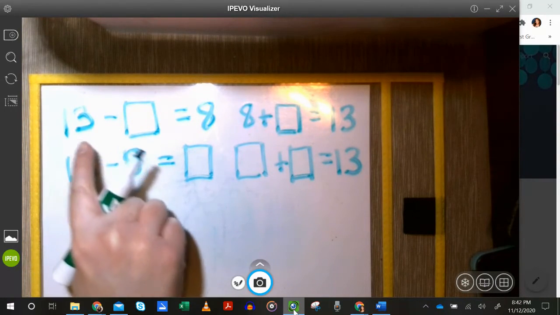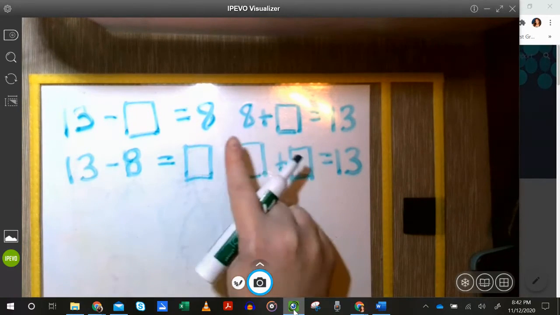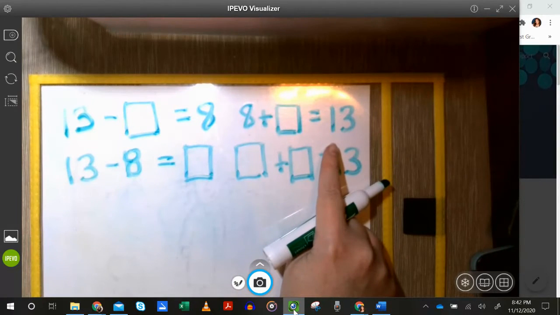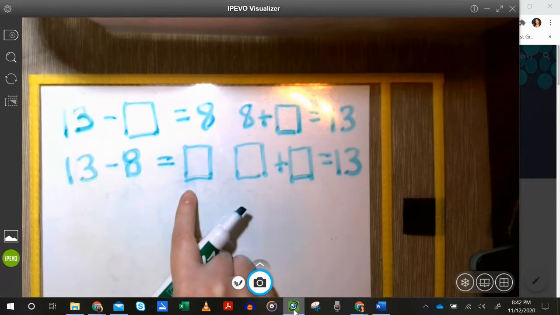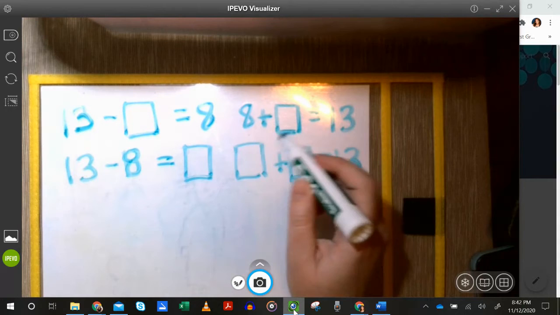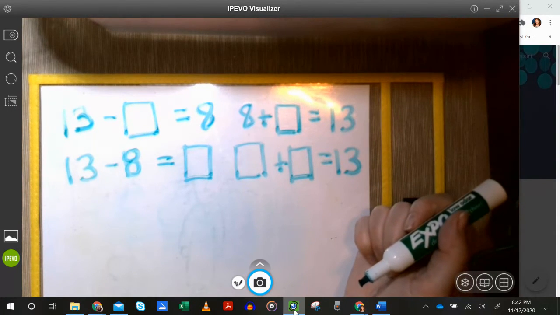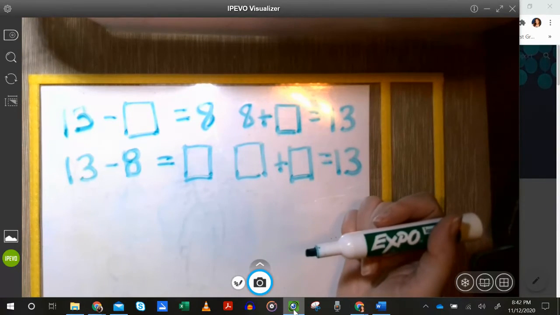Okay, 13 minus something equals 8. 8 plus something equals 13. 13 minus 8 equals blank. And then what would our final addition sentence be? Okay, so you can look at these and think which one works best with your brain.